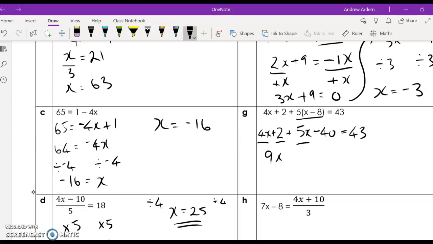I've got a plus 2 minus 40, which I did this one yesterday, didn't I? Plus 2 minus 40 is minus 38 equals 43. Add 38 to both sides. Comes to 81. Divide by 9 both sides. 9 nines are 81.